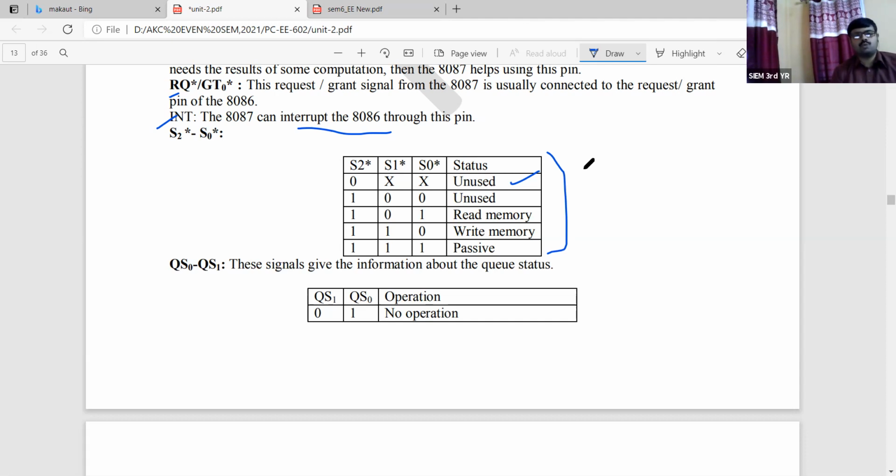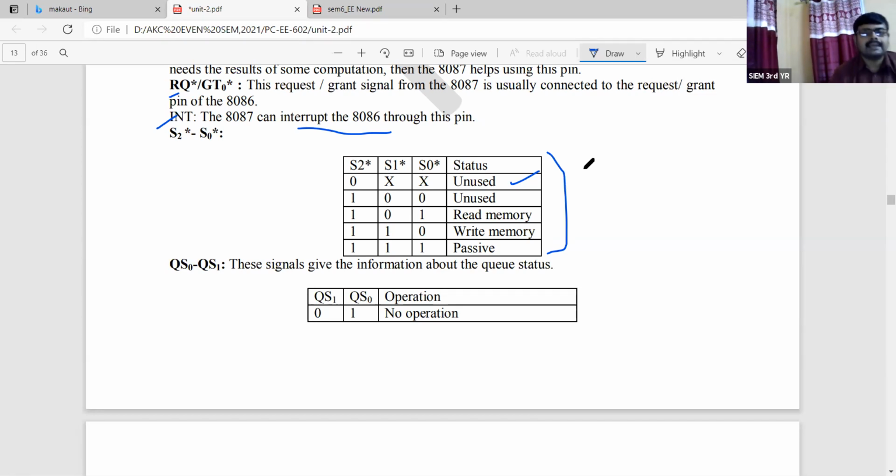Next one: S2 bar equals 1, S1 bar equals 1, and S0 bar equals 0. Obviously, if there is read memory, there will be write memory. So the next combination, if you check the status, is called the write memory. In the write memory condition, S2 bar equals 1, S1 bar equals 1, but S0 bar equals 0. That is the write memory.